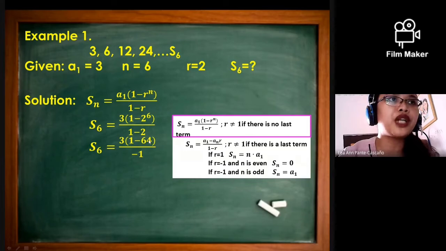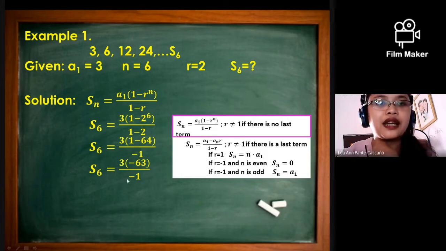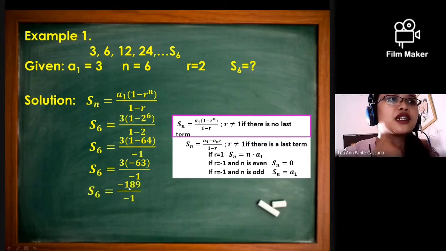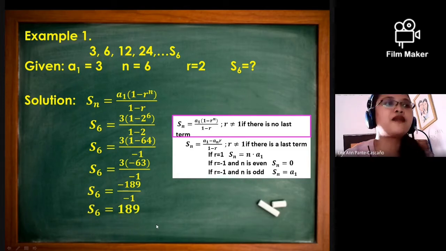Simplify, subtract the numbers inside the parentheses. So 3, bring down 3. 1 minus 64 is negative 63. It's not subtraction here; since there is a parenthesis, it means we multiply. So 3 times negative 63 is negative 189, divided by negative 1. Cancel the negatives and the answer will be 189. The sum of the first 6 terms of the sequence is 189.